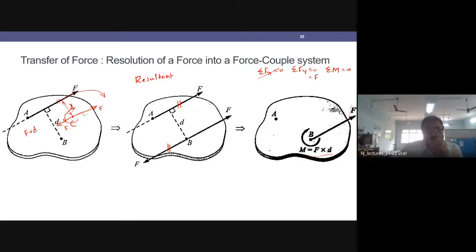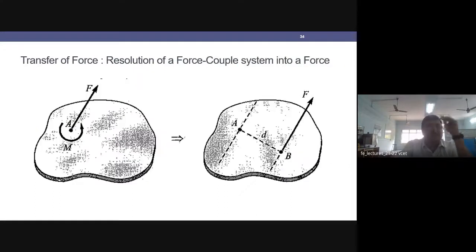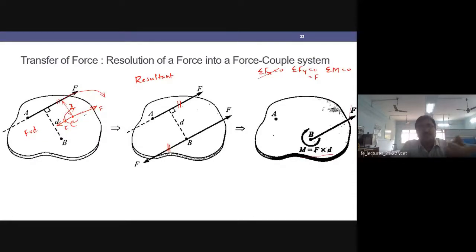That is the only physical difference which is happening. In my overall calculation, no difference will be there. When I'm considering the entire system, nothing is changing. When I'm considering the individual point of action or the line of action, then that change is coming, and that is what is important.